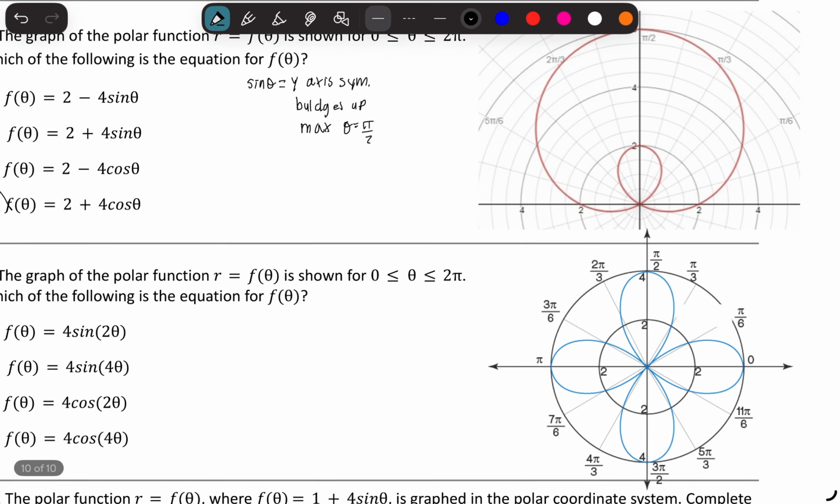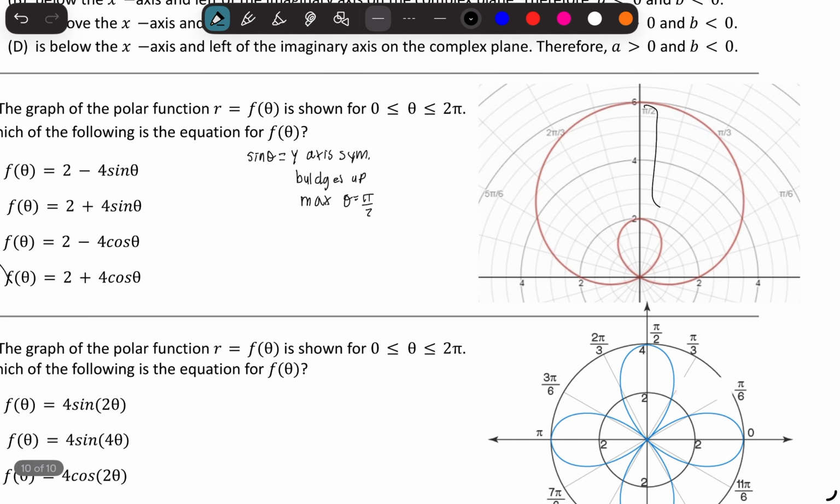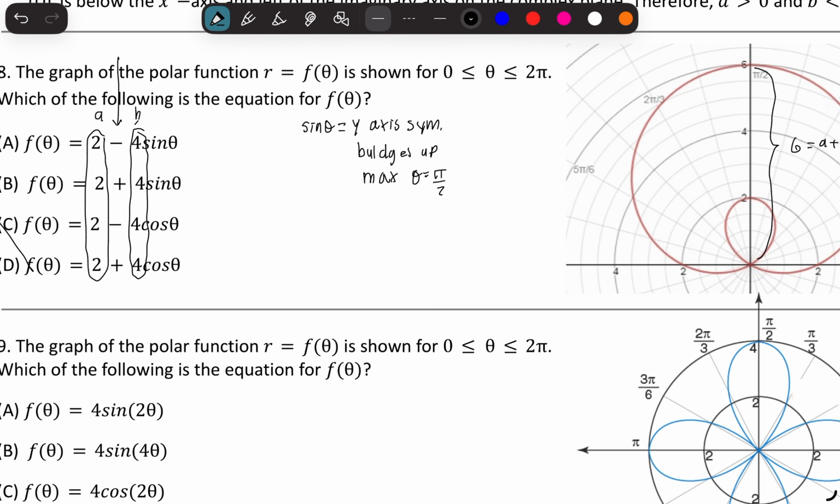From the graph, we can see that our max radius is 6, and 6 is going to be a plus b. We can see the values are 2 and 4 here, so when you're looking at a and b, you don't look at this middle sine. That's not important. But what is important is that sine, because it tells you which part of the graph it lies on. If you have a positive sine theta, most of the graph is going to be up. If you have a negative sine theta, most of the graph is going to be down.